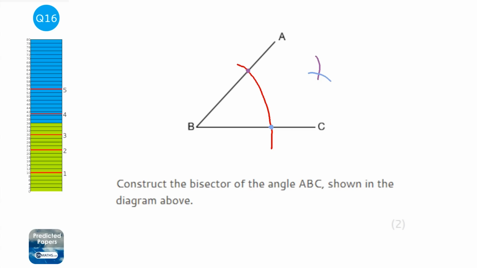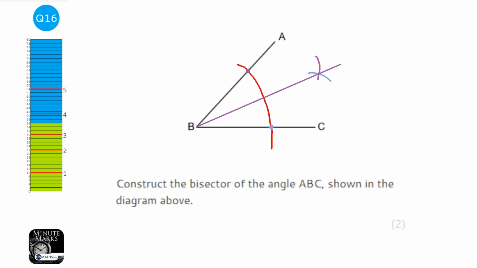And then finally, all I need to do is draw my line. And let's pick a colour, I'm going to pick purple to finish this off. Draw my line from where the angle is at B through where those two arcs intersected. Now, if you did this perfectly, actually mine doesn't look too bad, but if you did this perfectly, the line will be kind of the halfway point between line AB and BC.